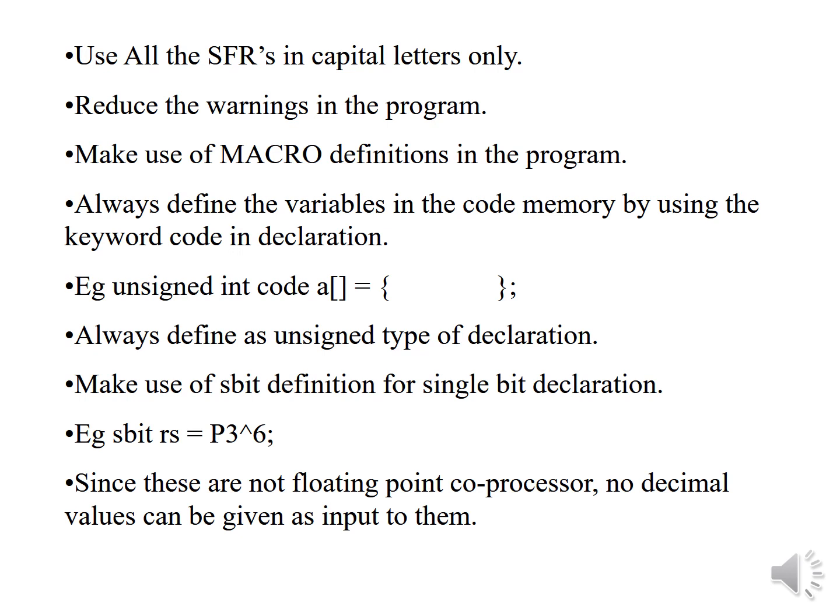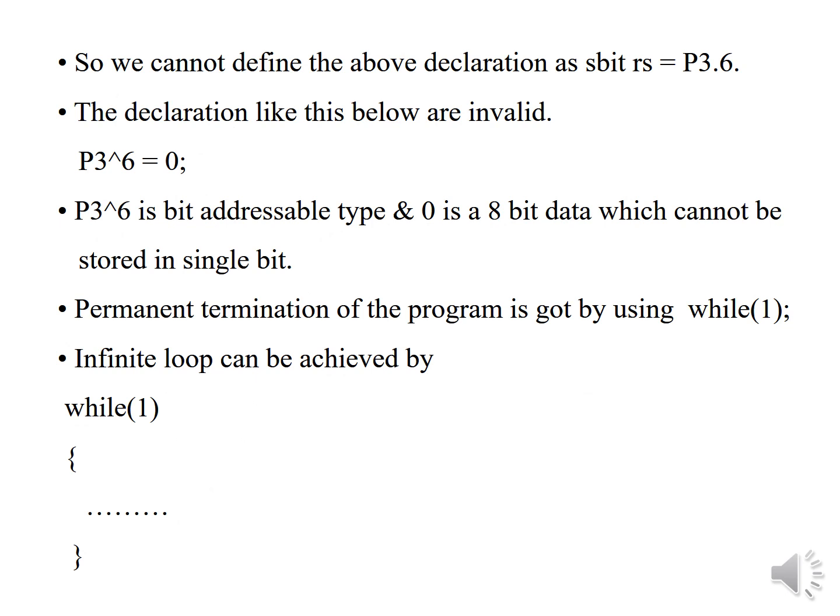Since these are not floating point coprocessors, no decimal values can be given as an input to them. So we cannot define the above declaration as sbit P3.6. Declarations like the one below are invalid: P3 ampersand 6 is equal to 0. P3.6 is a bit addressable type and 0 is 8-bit data, which cannot be stored in a single bit.